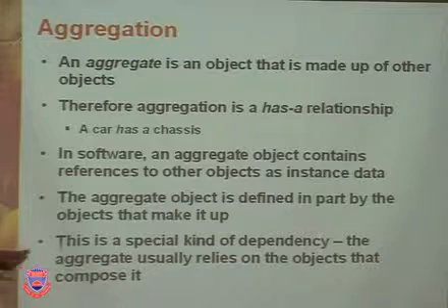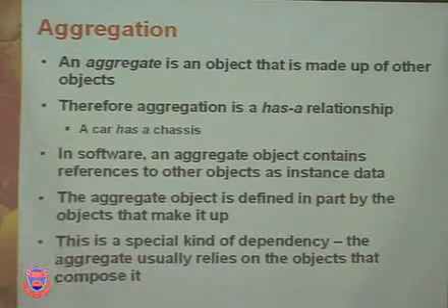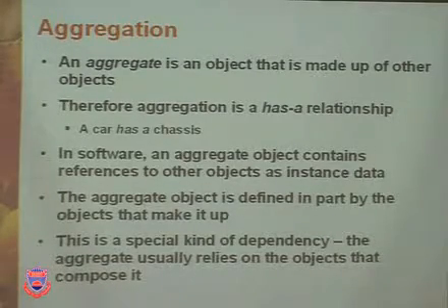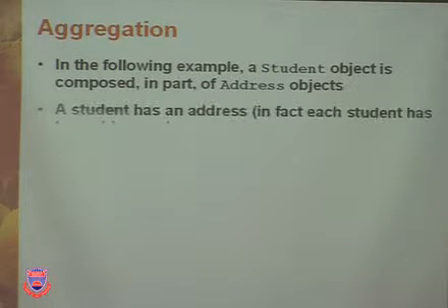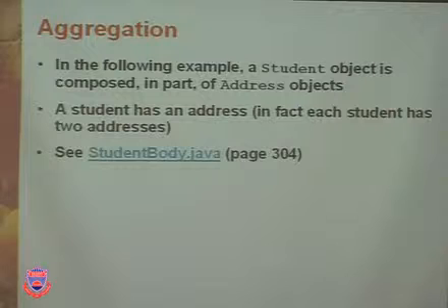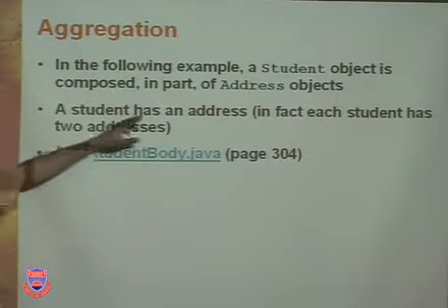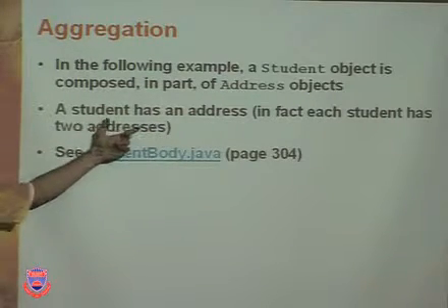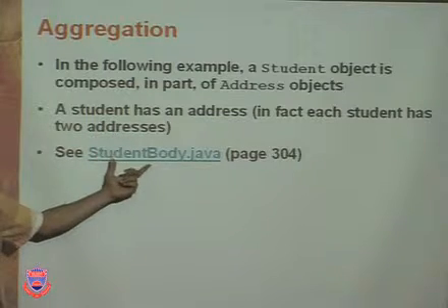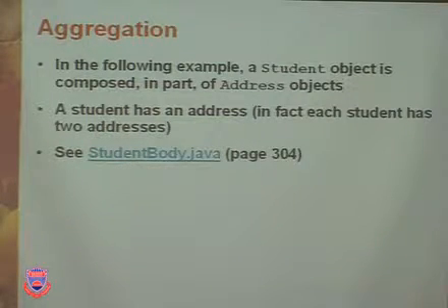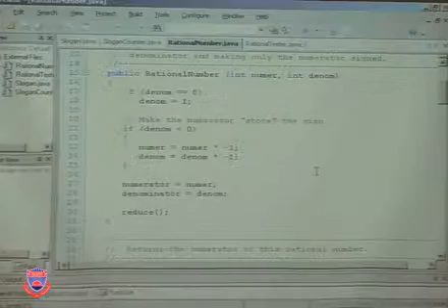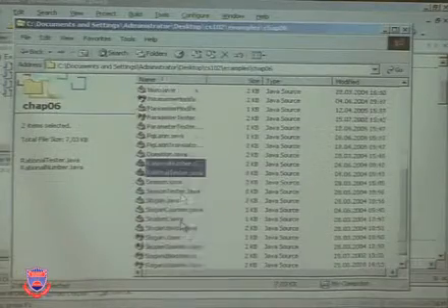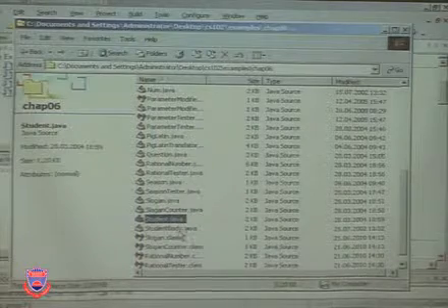It's a special kind of dependency. An aggregate usually relies on the objects that compose it. So aggregation is a collection. For example, as I said earlier, a student object is composed in part of address objects. So you have an address that is specified in the student. So let's go into the StudentBody.java example and see the details of it. Student and then StudentBody.